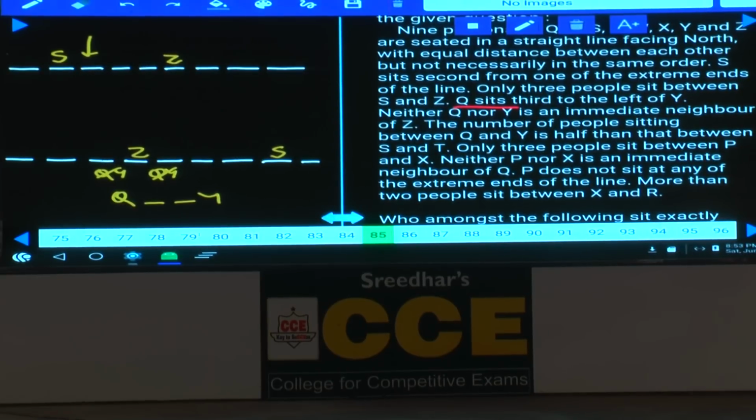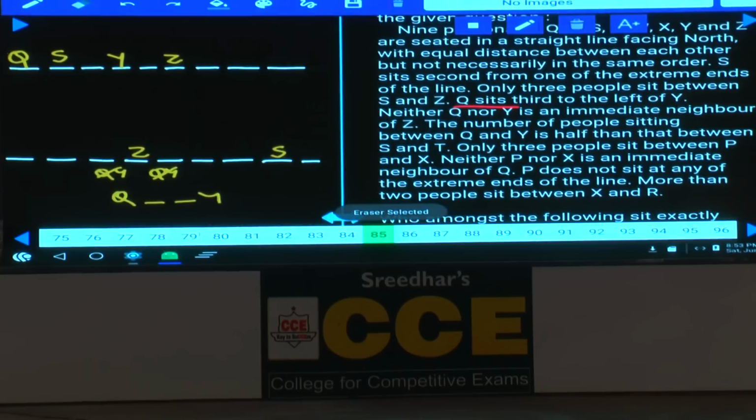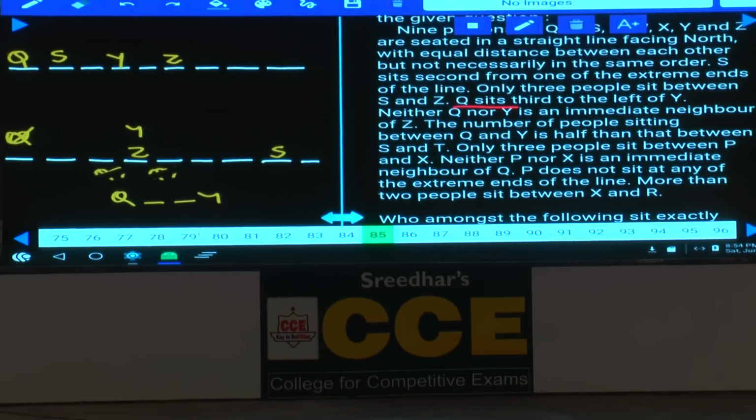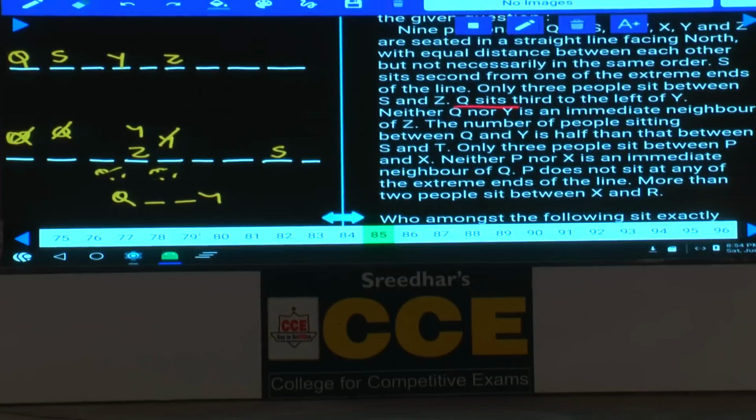And Q is 1, 2, and Y will be here. Done with this? And Q sits out to the left of Y. Again coming to this one, Q and Y cannot be here, Q and Y cannot be here. And out of which if you take Q at this place, if Q is here, Y must be here, which is not possible. Or if you take Q at this place, then Y must be here, Y cannot be here, and so Q cannot be here.